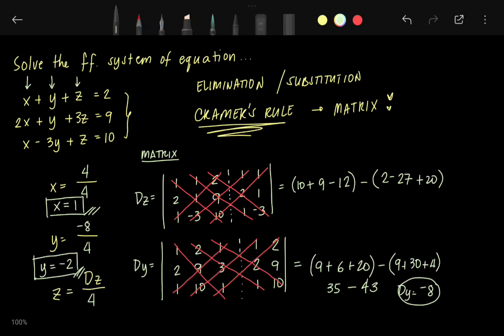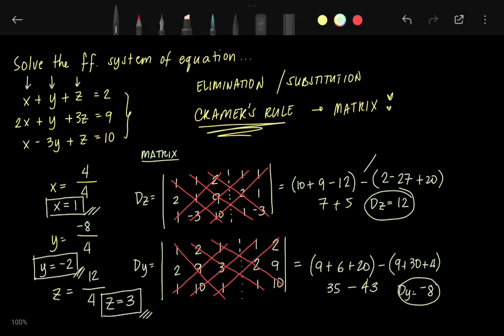Plus 20. Okay, so 19 minus 12 is 7. Minus negative 27 plus 20 is negative 7. 2 minus 7 is negative 5. But since it is preceded by a minus, that's going to be plus 5. And therefore, dz is equal to 12. And then, I'll write here 12. And I can see that the solution for z is 12 over 4 or 3.